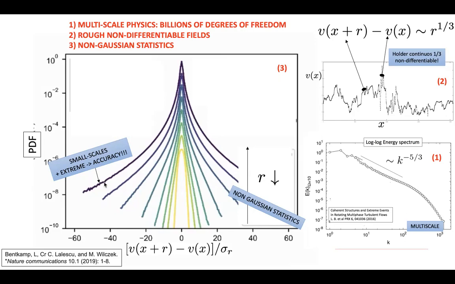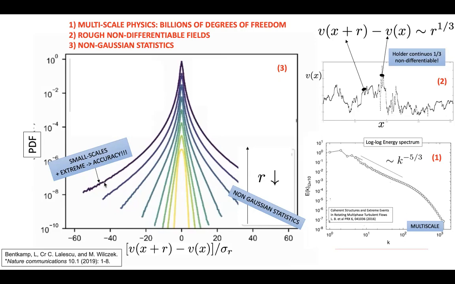The third problem that makes the system even more complicated, which is really a particular feature of turbulence, is that not only is it non-differentiable, but if you look not only at the typical mean square fluctuations but at the whole PDF of the velocity, you study the probability distribution function of the velocity increments at a given scale r, and then you change the reference scale. You have different curves, and going from the yellow to the blue, you are decreasing the scale. So you look at scales that are smaller and smaller. You observe a PDF that is strongly non-Gaussian. This is a log-linear plot.